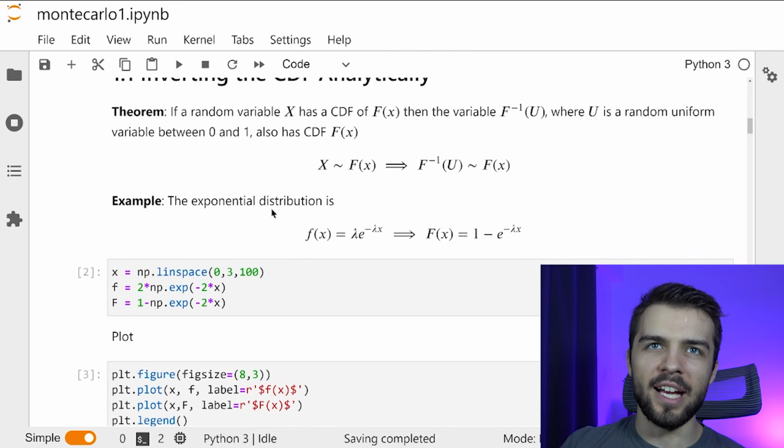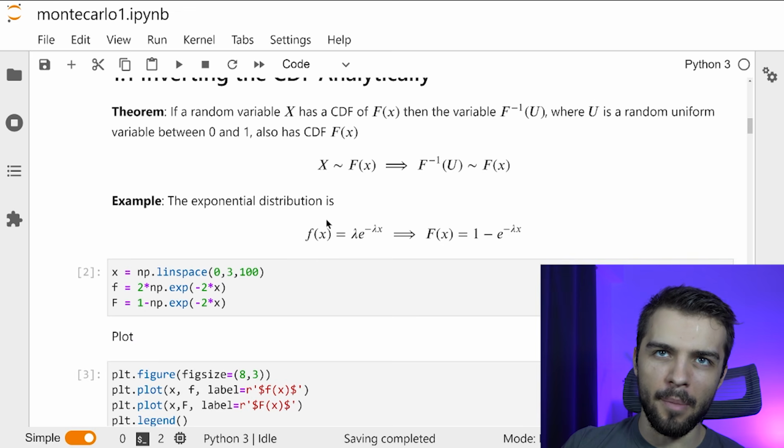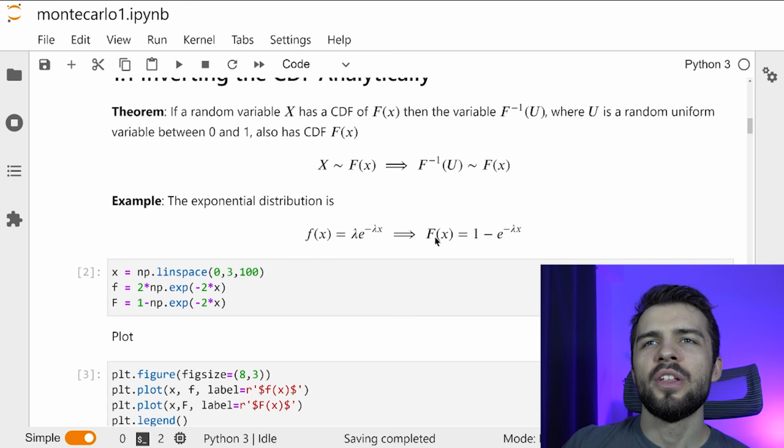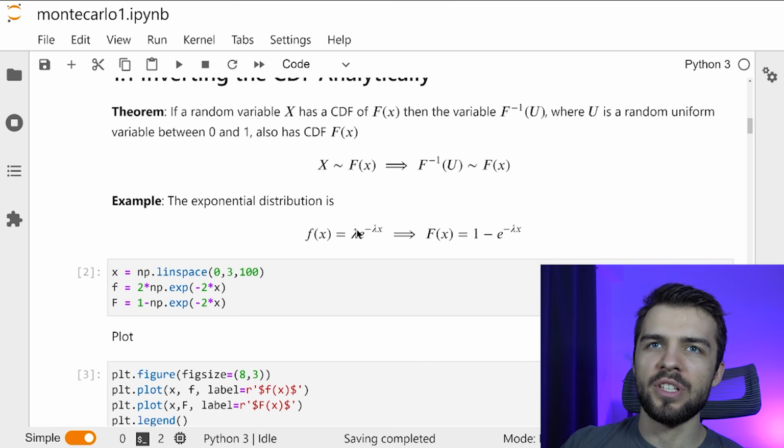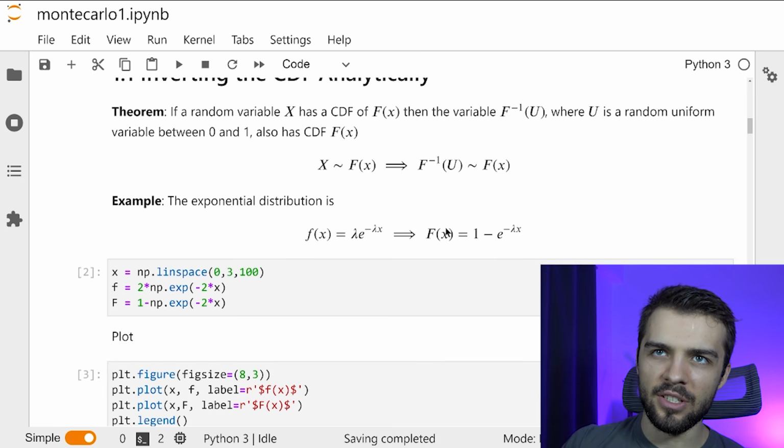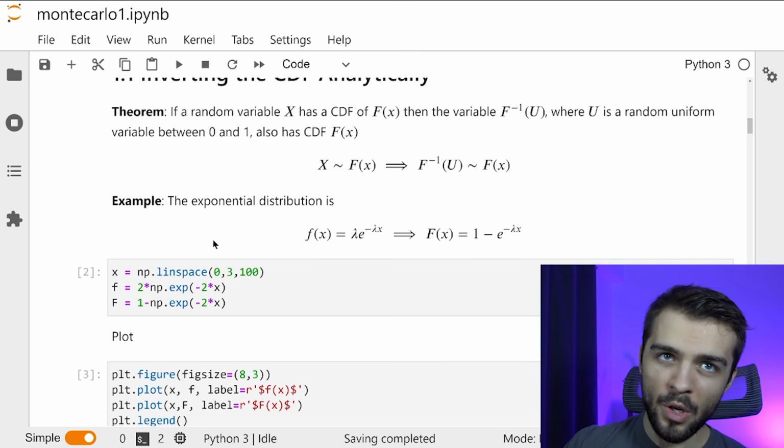So for example, let's look at the exponential distribution. Here the probability density function is equal to lambda e to the negative lambda x. The cumulative density function, which is the integral of this from negative infinity to x, is 1 minus e to the negative lambda x. So this is what capital F of x is. Suppose I want to generate random numbers according to this distribution. Well, we can do that.